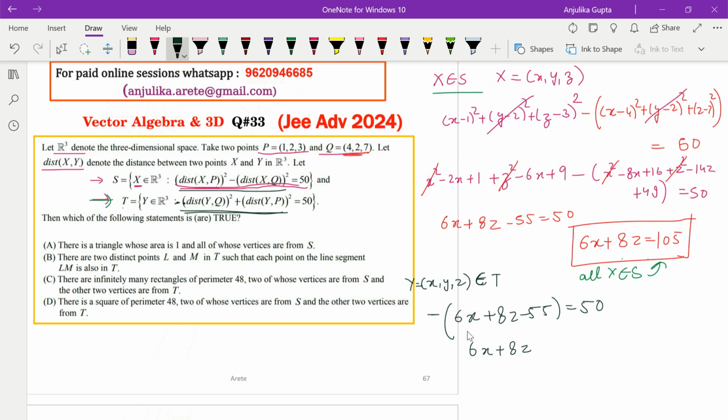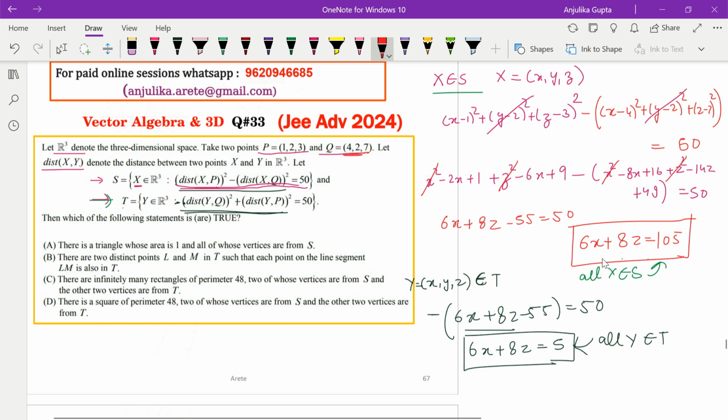Can you simplify this a little bit more? I will take this on the other side, and then I will get this to be 5. Now this is another plane, you see. All y belonging to T are going to lie on this plane. Can you also see that they are parallel planes? The coefficients are the same, the normal direction ratios are the same. Now let's start answering the questions.